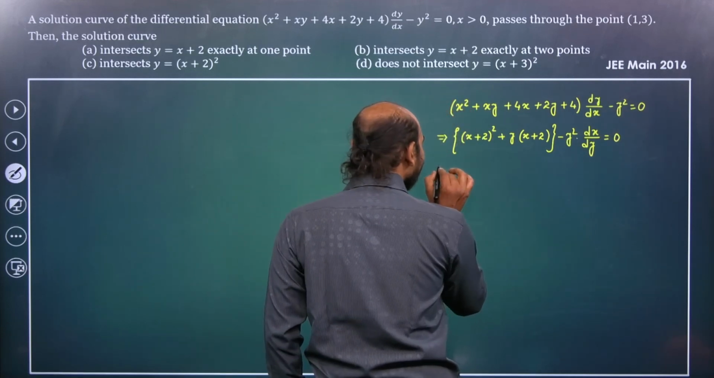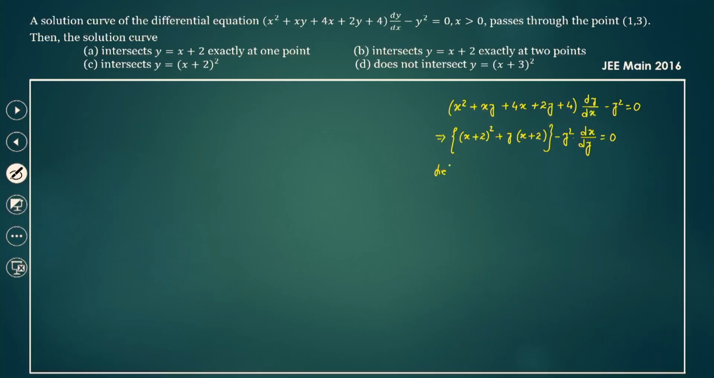Now let's go ahead. Here we take a substitution: t equals x plus 2. Therefore dx/dy is equal to dt/dy. Reducing the equation, we get t squared plus ty minus y squared into dt/dy equals 0. That's the first substitution.